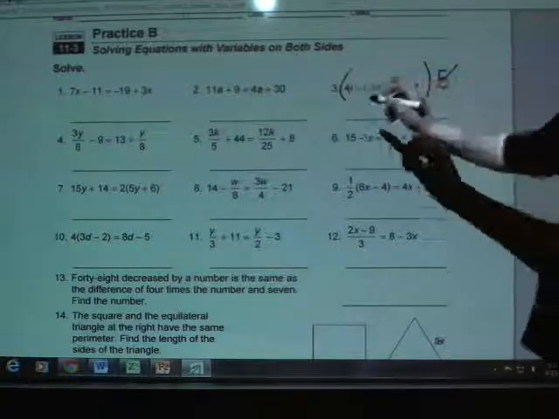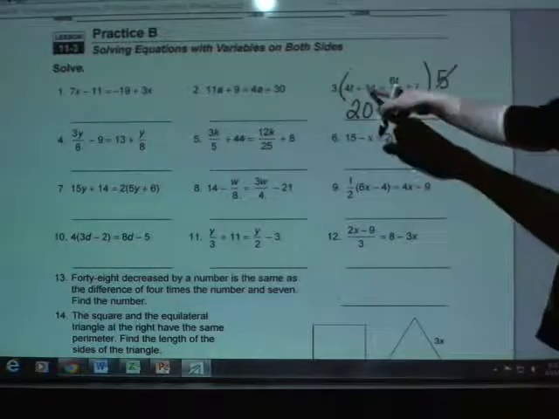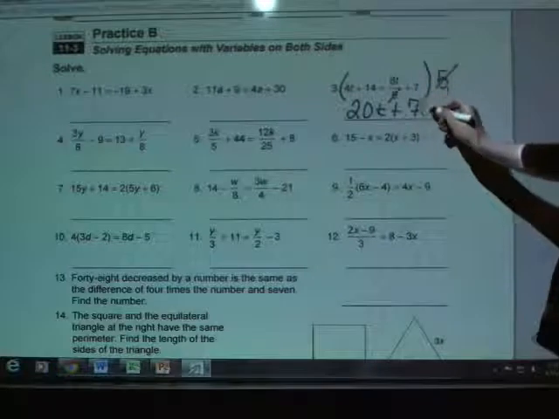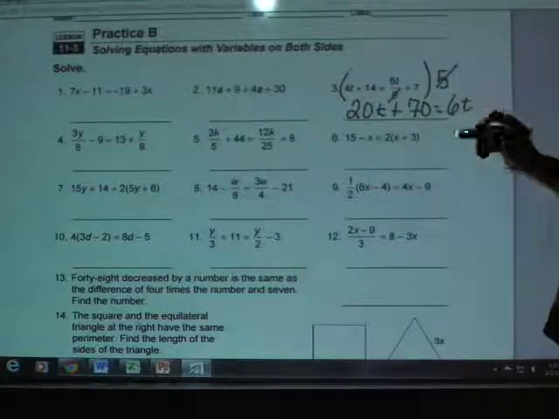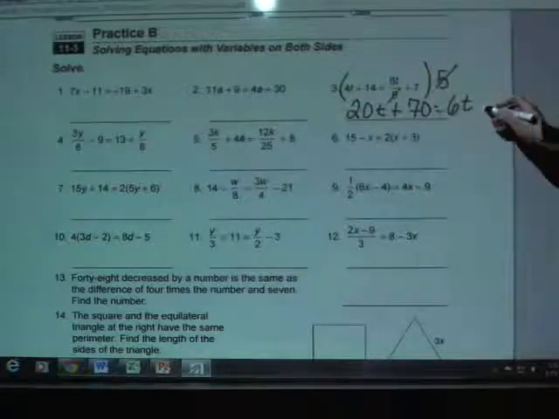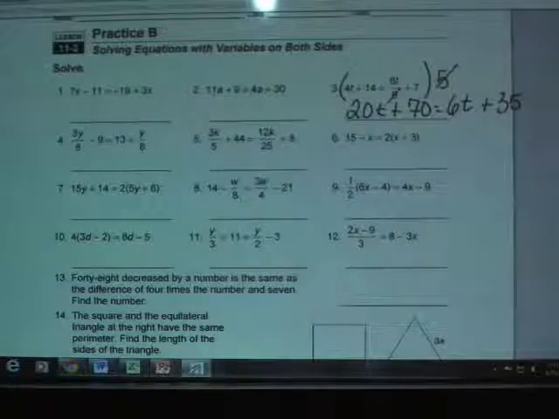So 4 times 5 is going to change that one into 20t. 14 times 5 is going to change into 70. This, as we said, is just going to be 6t. That was the whole purpose. 7 times 5 here is going to change into 35. And now that I've taken care of the multiplying by 5, now it looks pretty much just like a standard little question.